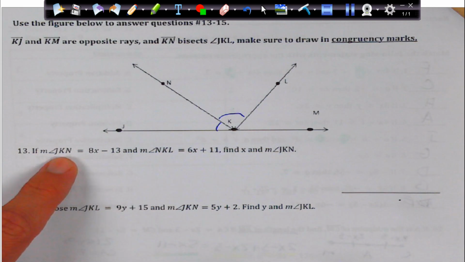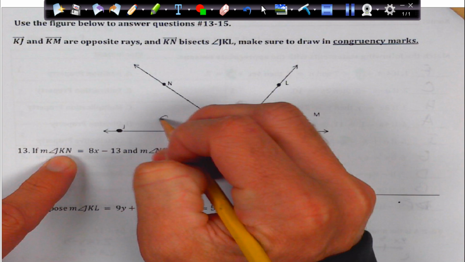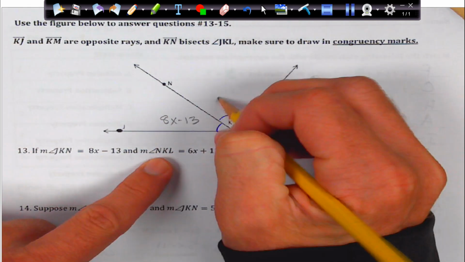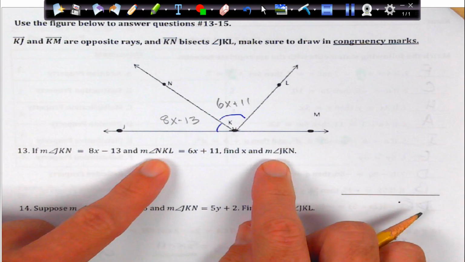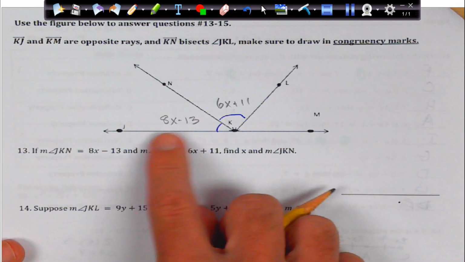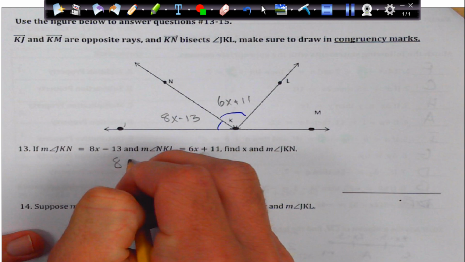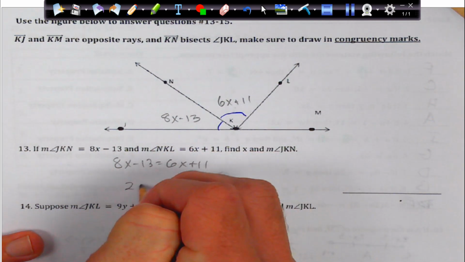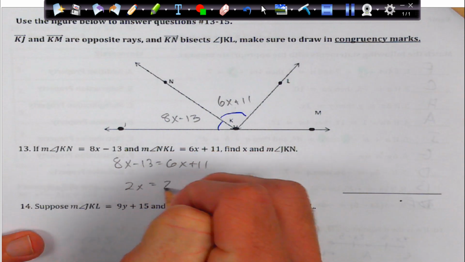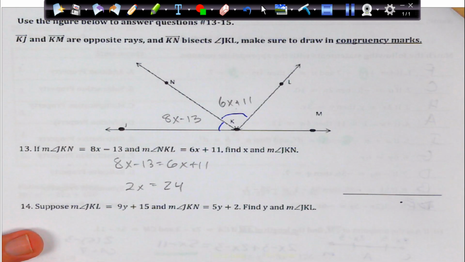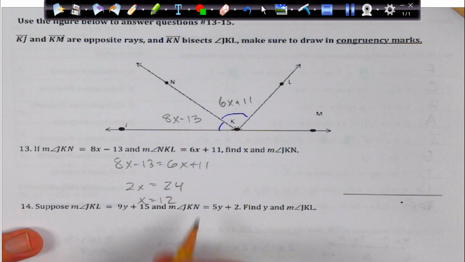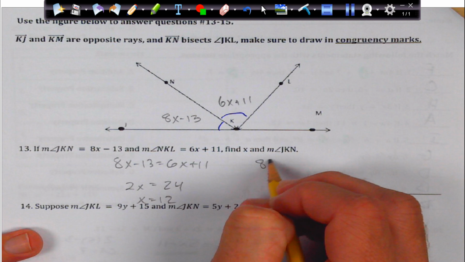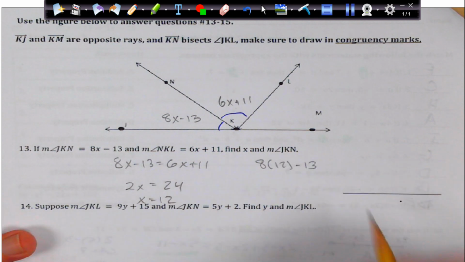So JKN right here is 8x minus 13, and NKL is 6x plus 11. Solve for x and JKN. Well, they're congruent, so you set them equal to each other. Subtract the 6x, we get 2x. Add the 13, we get 24. Divide by 2, and x equals 12. And then JKN is this guy, so we're going to get 8 times 12 minus 13.